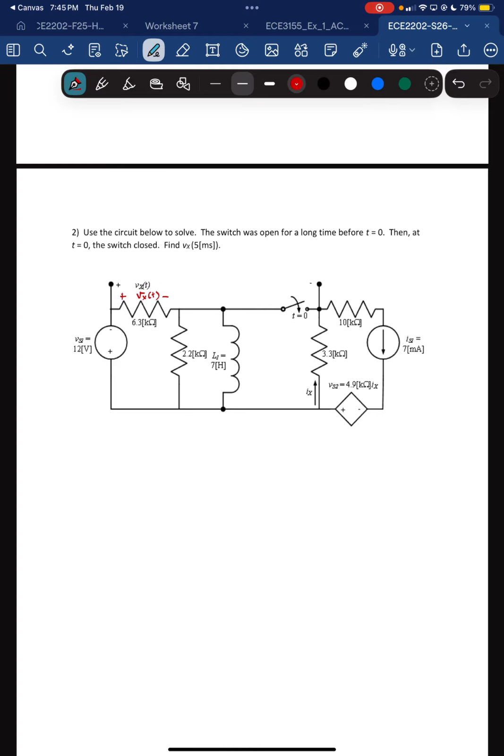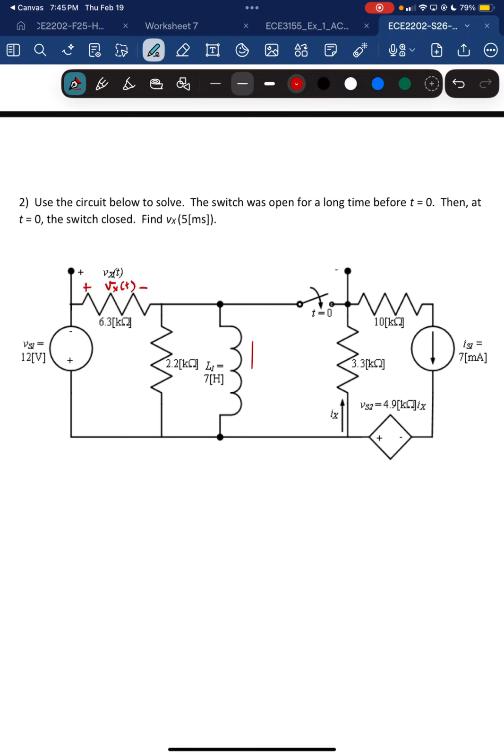And just like last problem, first thing we want to do is just choose a direction for our current. So I like to go down, so that's what I'm going to do. Define IL of t to be going down.